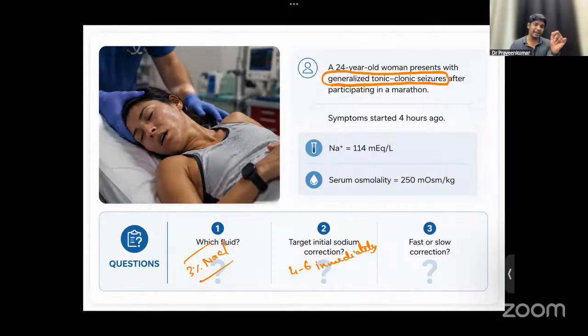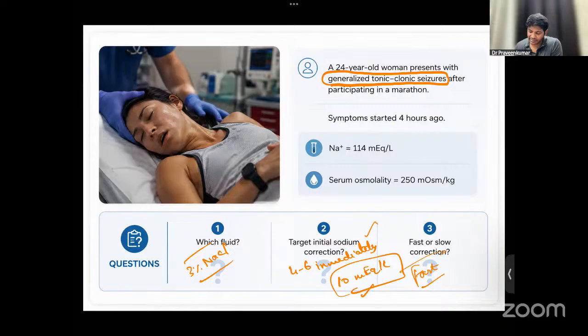But 1 day correction in it, 1 day correction is going to be 10 milliequivalents. Right? So immediately it is 4 to 6. But over that 24 hours, you can increase it a little more slowly to 10. Fast or slow correction for this patient? It is very straightforward. It is going to be fast correction.